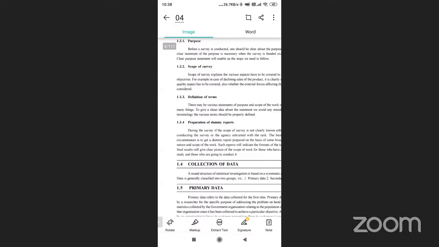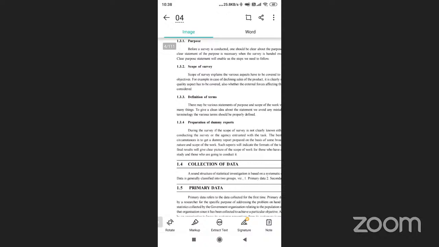Clear? Now coming to variable. A measurable characteristic is known as a variable. Involvement of one variable is known as univariate data. Involvement of two variables is known as bivariate data. Involvement of three variables is known as trivariate data. Involvement of more than three variables is known as multivariate data.